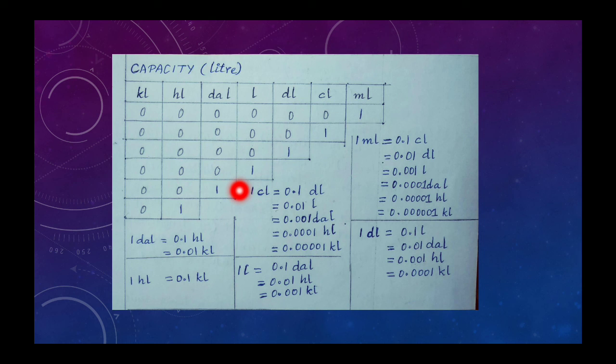Here 1 liter is equal to 0.1 decaliter. 1 liter is equal to 0.01 hectoliter. 1 liter is equal to 0.001 kiloliter. In this way, we can write all the formulae for metric conversions.